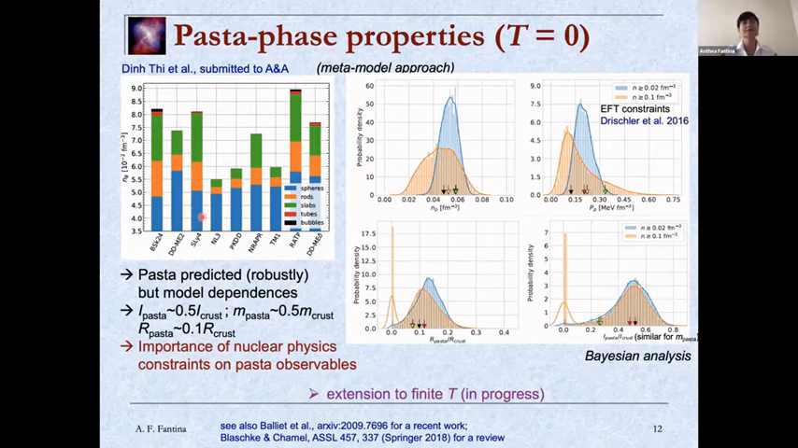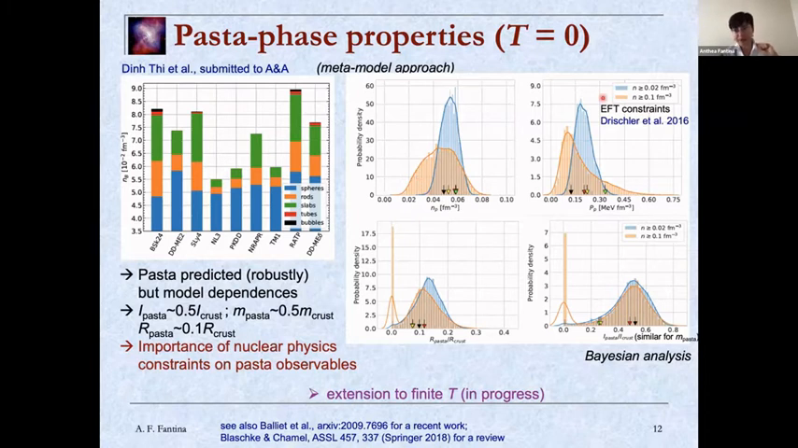Still, there are model dependencies. What I would like to show on the right panel is a full Bayesian analysis of the density and pressure of the pasta transition, so this transition here. This is not only with these 9 models, but a full Bayesian computation. I would like to draw attention to the effect of these low density filters. What does it mean? The difference between the blue and the orange curve is that the filter on the low density part of the functional is applied in 2 different density regimes.